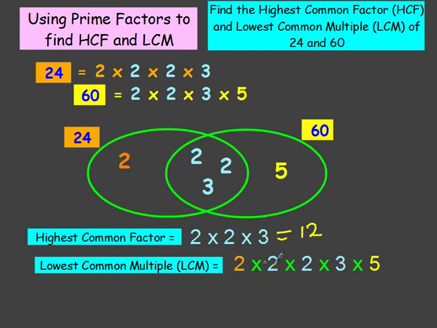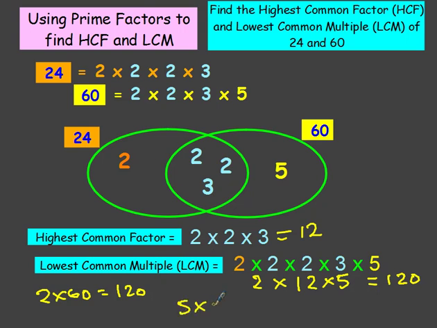Now there's another way that we can write that, because we know that 2 times 2 times 3 is 12. So 2 times 12 times 5, we know that's equal to 120. We can also say all these numbers here multiplied together are 60, so we can write it as 2 times 60, which is equal to 120, and we can also say it's 5 multiplied by 24. So our lowest common multiple is 120.